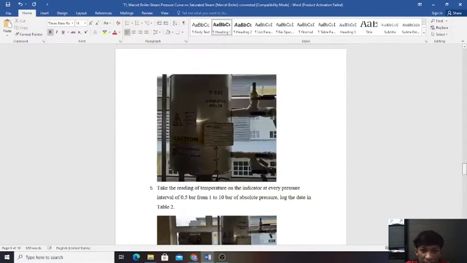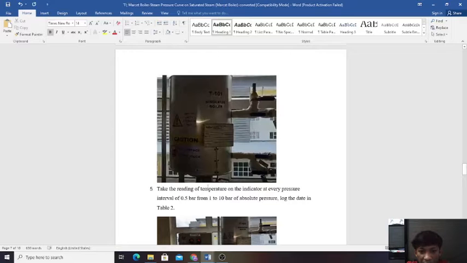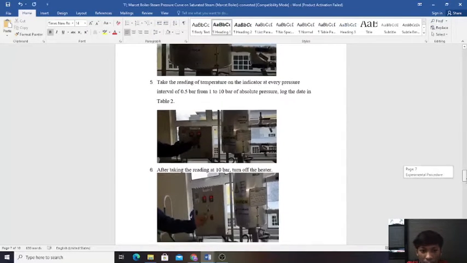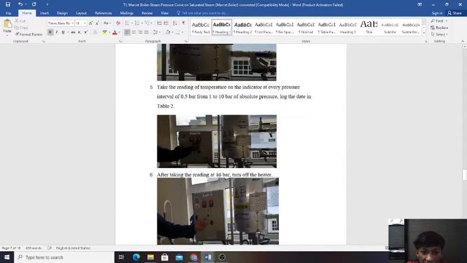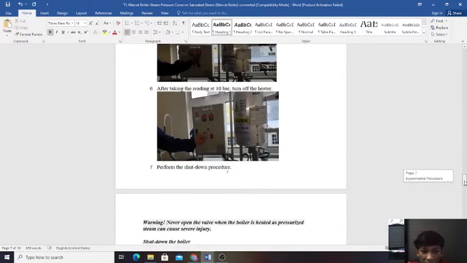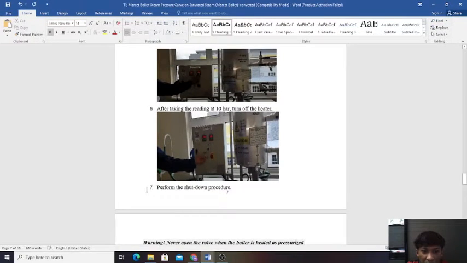Next, take the reading of temperature on the indicator at every pressure interval of 0.5 bar from 1 to 10 bar absolute pressure. Log the data in table 2. And then after taking the reading at 10 bar, turn off the heater. And then finally, perform the shutdown procedure.